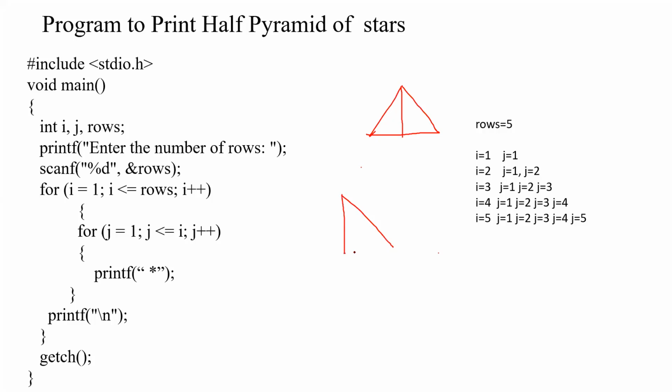I need a half pyramid that has only one star in the first row, then two stars in the second row, and three stars in the third row. So if I enter 5 rows, I should have 4 stars in the fourth row and 5 stars in the fifth. Are all listening?